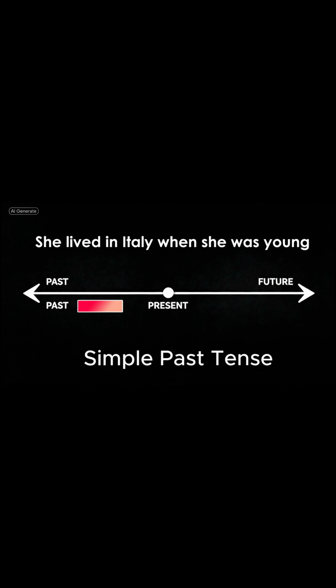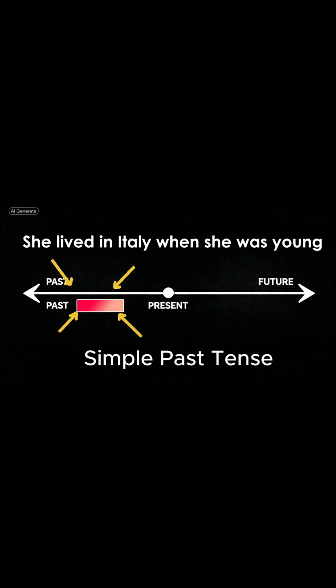In our sentence, she lived in Italy when she was young. She'll never be young again. So this is a completely closed time interval. Therefore, she started living in Italy at that time, and she stopped living in Italy also at that time.